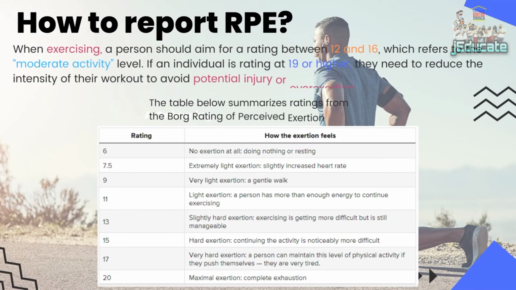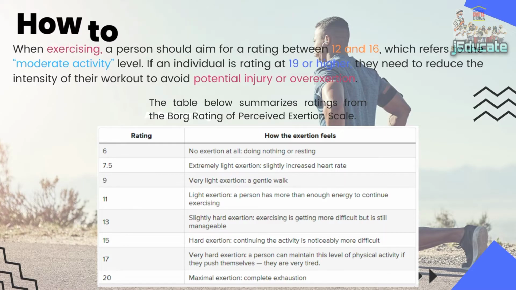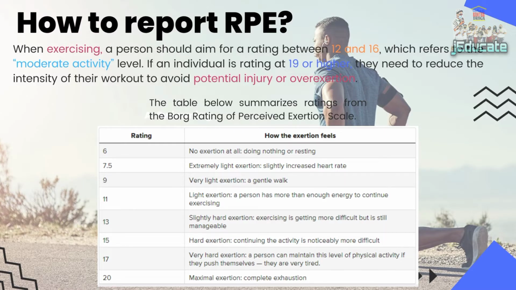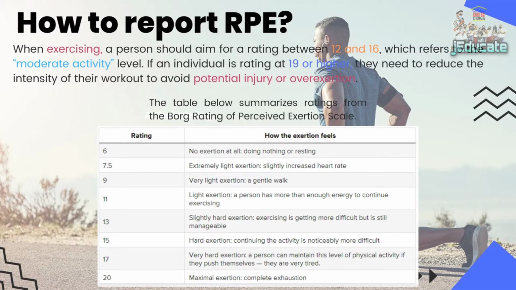How to report RPE? When exercising, a person should aim for a rating between 12 and 16, which refers to the moderate activity level. If an individual is rating at 19 or higher, they need to reduce the intensity of their workout to avoid potential injury or overexertion. The table below summarizes ratings from the Borg rating of perceived exertion scale.